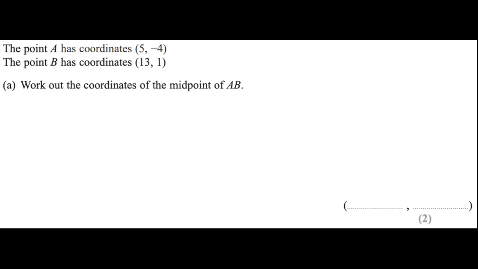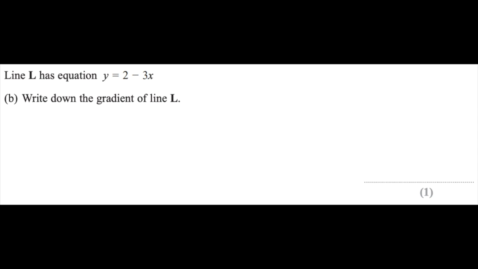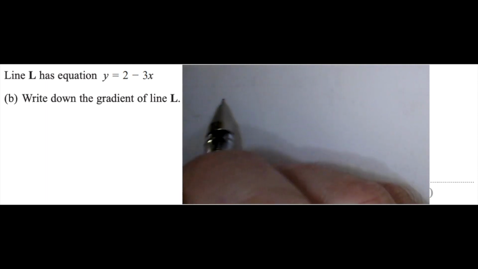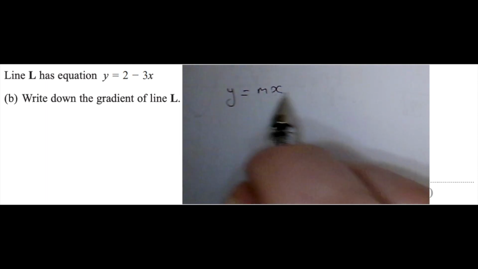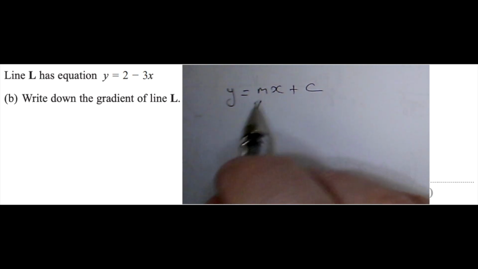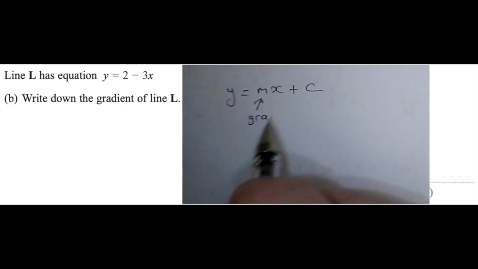so next one we are looking at finding a gradient. Do notice it's only one mark, so it's nothing too complicated. And to find the gradient, you've got to remember your equation y equals mx plus c. Okay, the m is the gradient, isn't it? And the c is the y-intercept. So we want this number in front of the x.